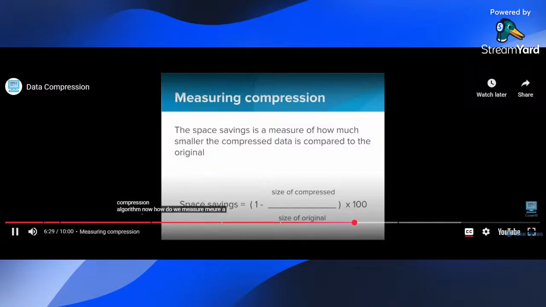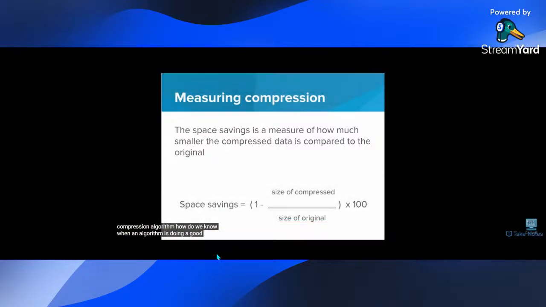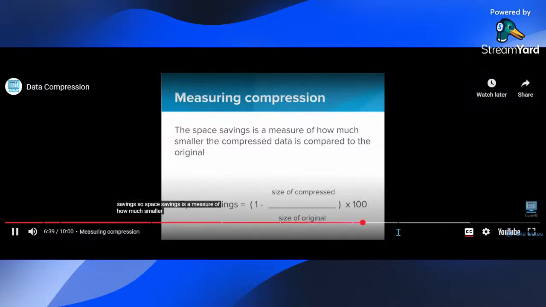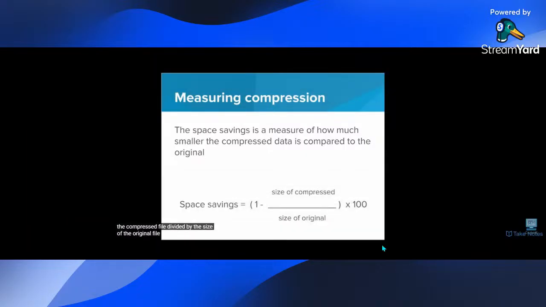Now, how do we measure a compression algorithm? How do we know when an algorithm is doing a good job? Well, one common measurement is space savings. Space savings is a measure of how much smaller the compressed data is compared to the original. The formula for space savings is 1 minus the size of the compressed file divided by the size of the original file, multiplied by 100. And what we get is a percentage of size decrease.